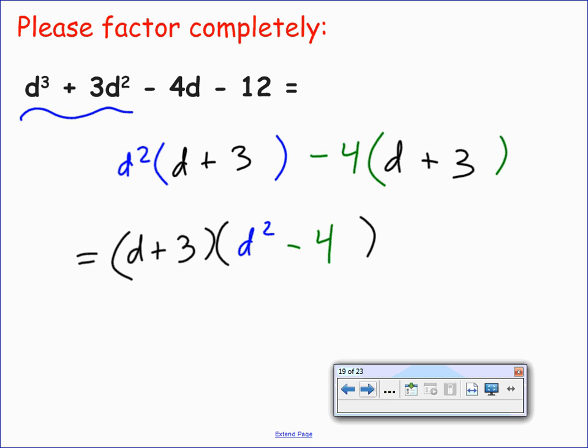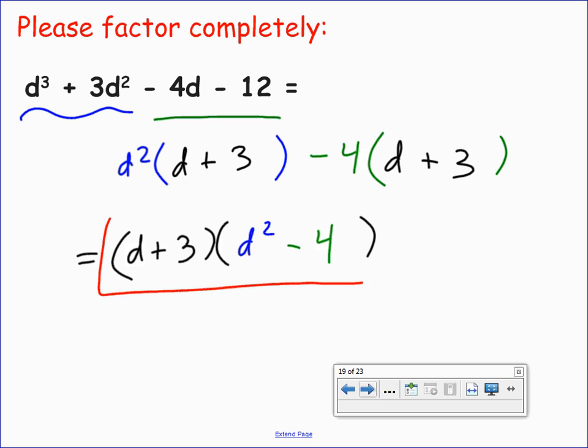Lastly, a factor by grouping problem. Stop, think, GCF. Blue group, green group, and we've done lots of these. Make sure you have this one down correctly in the margin so you can go back and finish it.